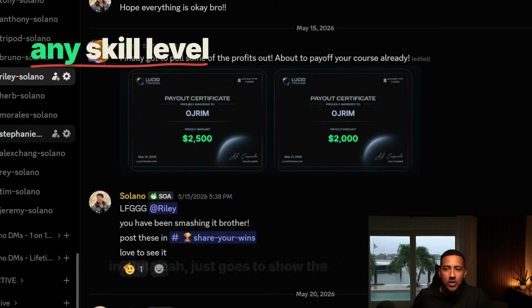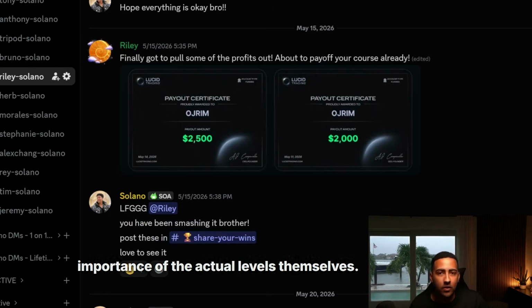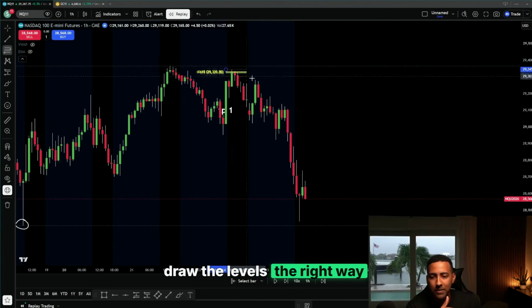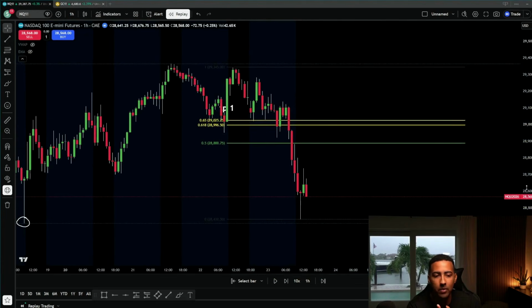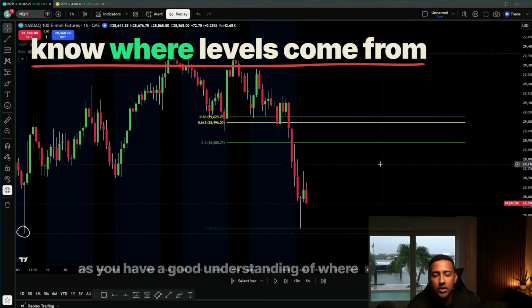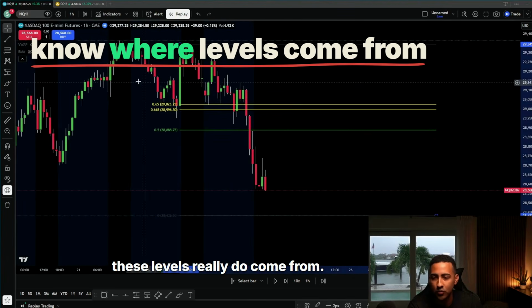But yeah, just goes to show the importance of the actual levels themselves. So whenever we are drawing those levels, make sure that you are doing the right thing, because it can be so complicated for people, but it really isn't that complicated as long as you have a good understanding of where these levels really do come from.